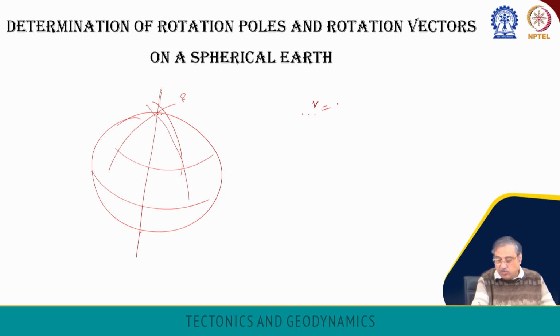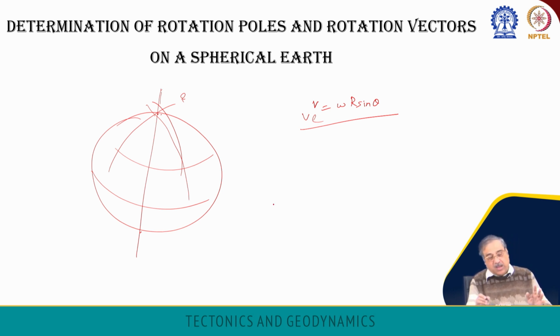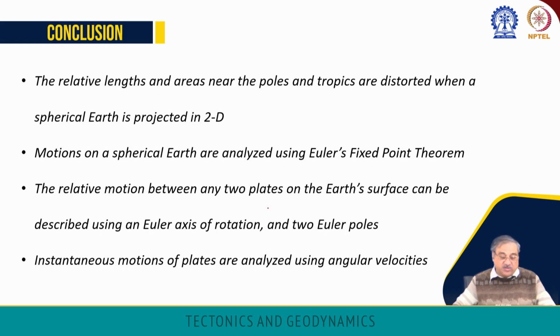V is equal to omega r sine theta, and we can use this to find out how the linear velocity varies along the surface of the earth. Okay, so given this, now we have all the information we need to be able to proceed to the next step. So before we proceed to the next step, which will be in the next class, let's just summarize what we've gathered together.